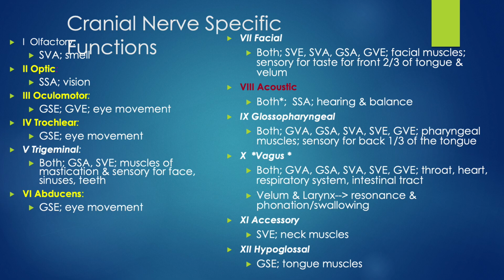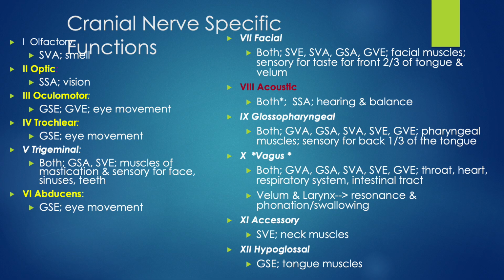Glossopharyngeal is both as well, innervating the muscles of the pharynx, and then being sensory for the posterior 1/3 of the tongue. And it's sensory for everything, sensory for taste, touch, temperature, etc. It's a one-stop shop for sensation of the back of the tongue.